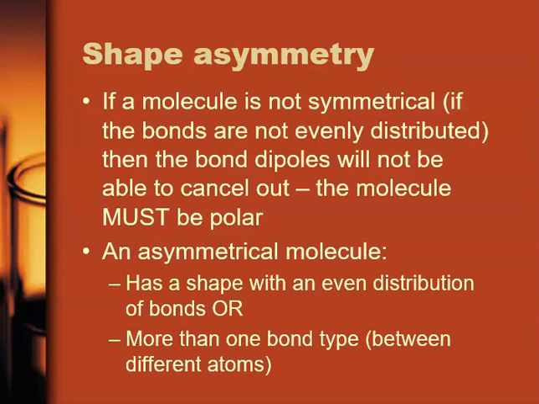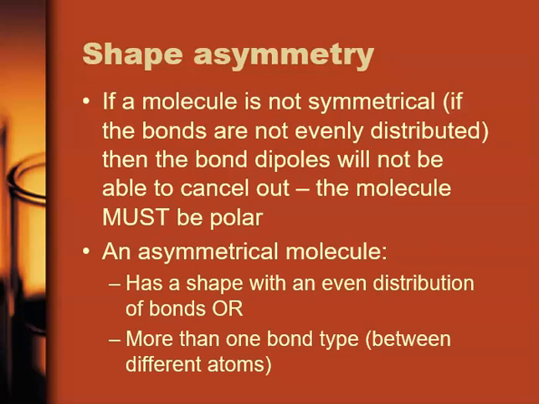Okay, a dipole is just something with a positive and a negative end, so any polar bond has a bond dipole. So if the bond dipoles cannot cancel, then the molecule must be polar. So to be considered asymmetrical, a molecule must have a shape without an even distribution of bonds, or it must have more than one type of bond in the molecule.